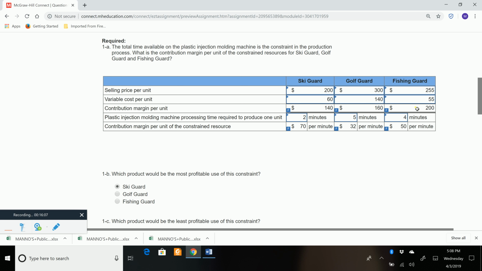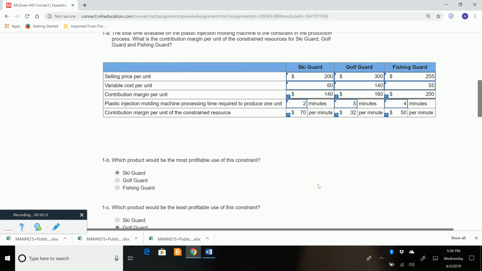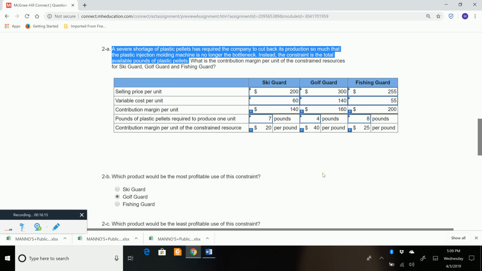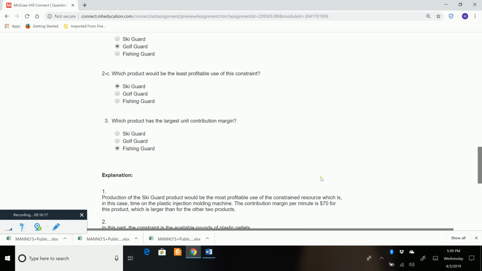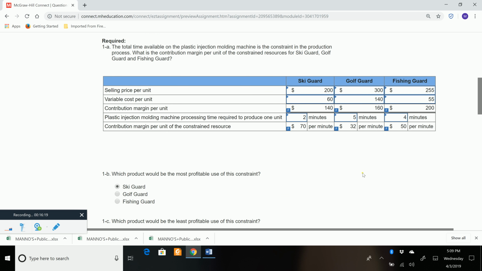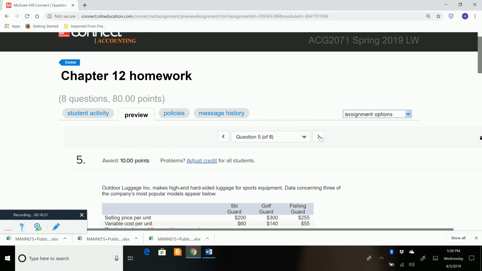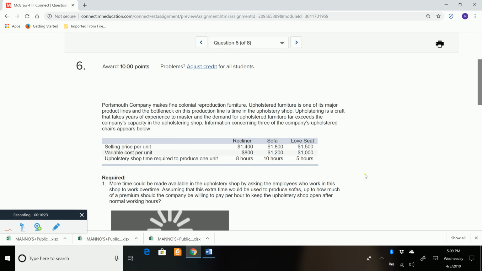All right, so even though the fishing guard has the largest contribution margin, based on the two constraints we talked about, we would never have chosen to work on fishing guards first. It would have been ski guard or golf guard depending on the constraint. So with constraints, we figure out the contribution margin per the constraint.